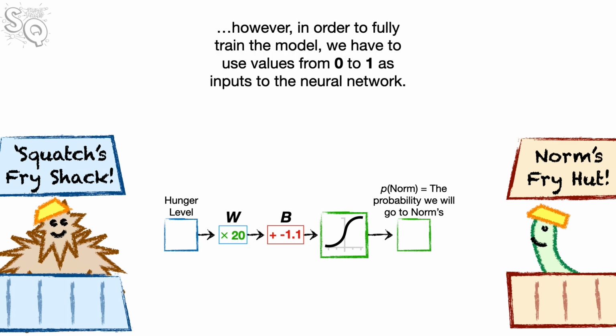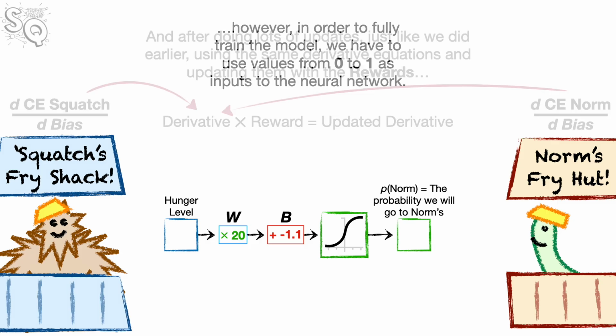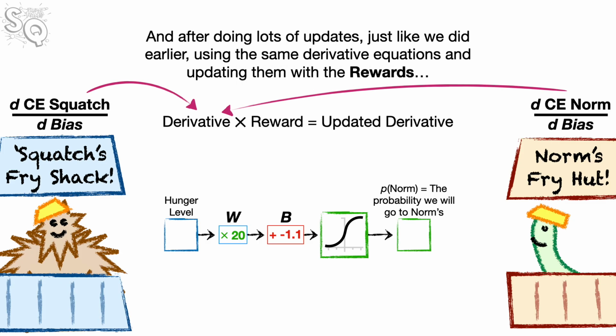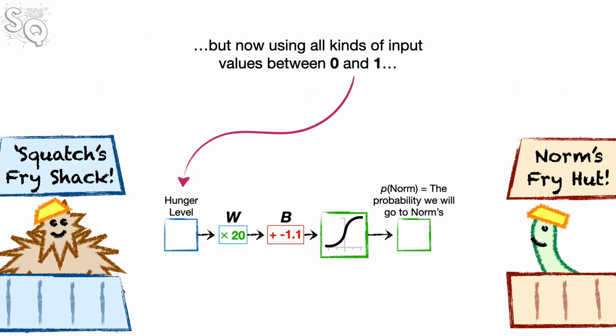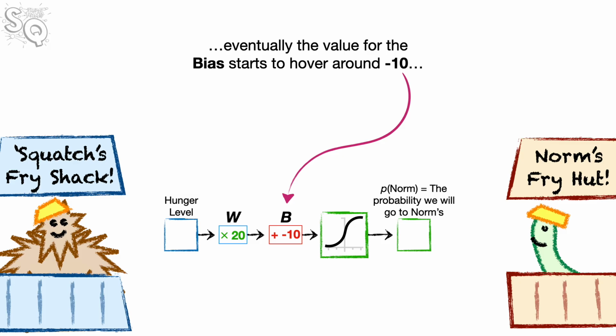Note, so far we've only plugged 0.0 for hunger into the neural network. However, in order to fully train the model, we have to use values from 0 to 1 as inputs to the neural network. And after doing lots of updates, just like we did earlier, using the same derivative equations and updating them with the rewards, but now using all kinds of input values between 0 and 1, eventually the value for the bias starts to hover around -10. And that means we're done training.